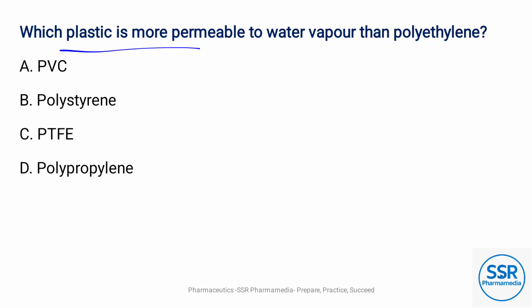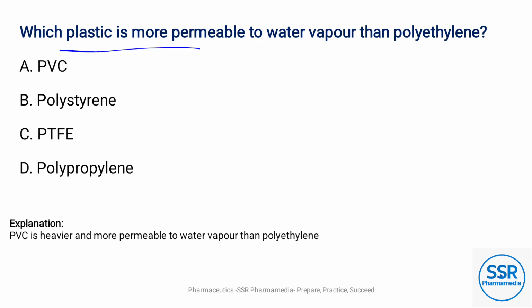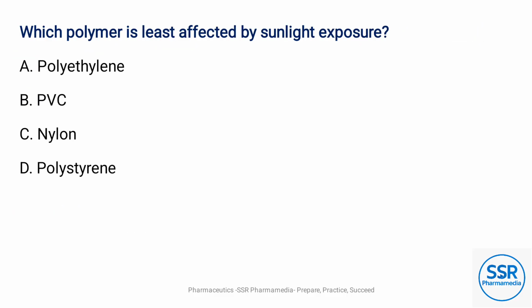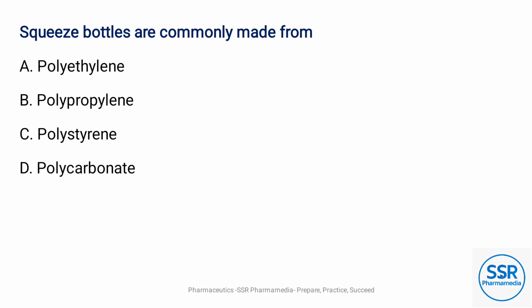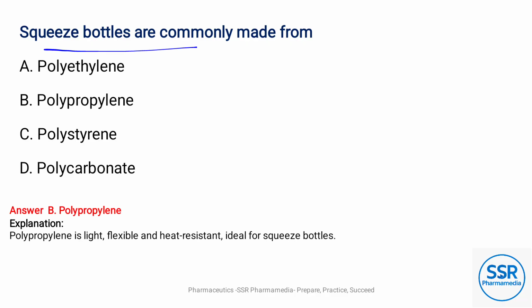Which plastic is more permeable to water vapor than polyethylene? So option A, PVC. So PVC, polyvinyl chloride, is heavier and more permeable to water vapor than polyethylene. Which polymer is least affected by sunlight exposure? So option B, PVC. Quiz bottles are commonly made from, so option B, polypropylene.